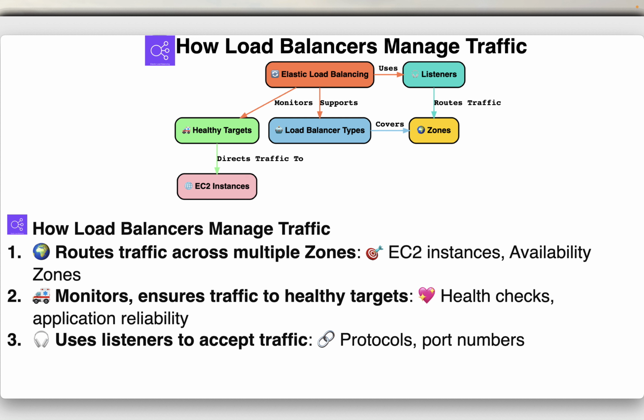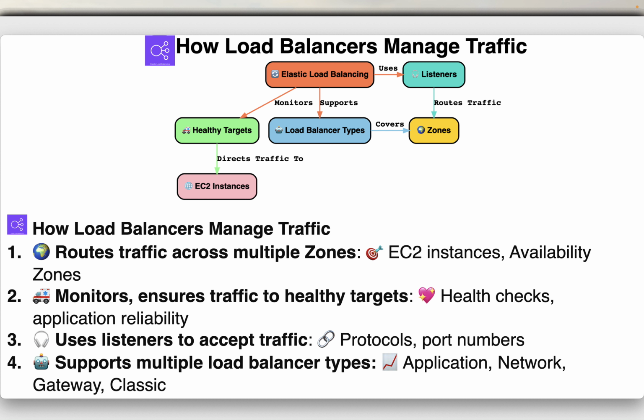Listeners, so they are called listeners, and listeners facilitate connections from clients to the load balancer and from the load balancer to the targets. And it includes all the load balancer types that we have seen: application, network, gateway, and classic load balancers, each with unique target management features.